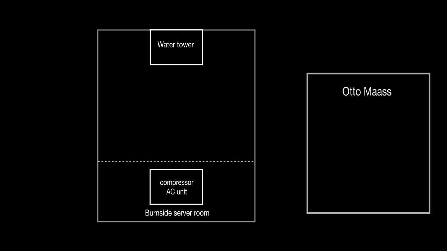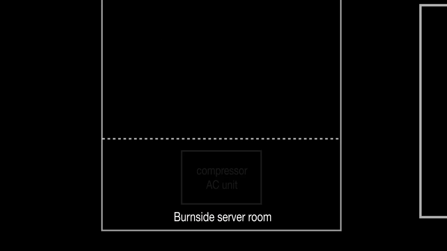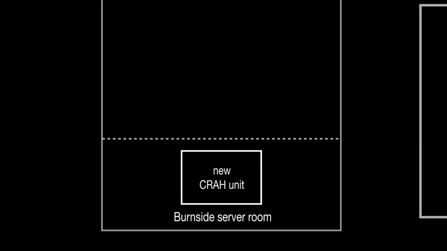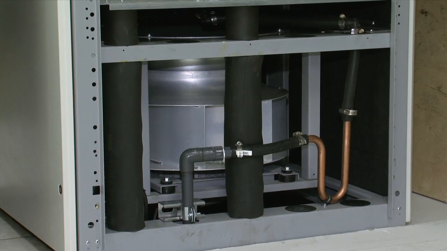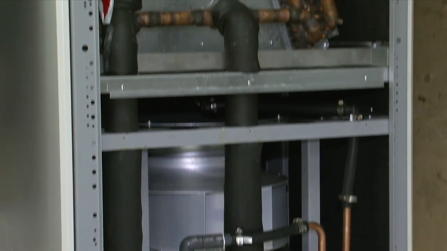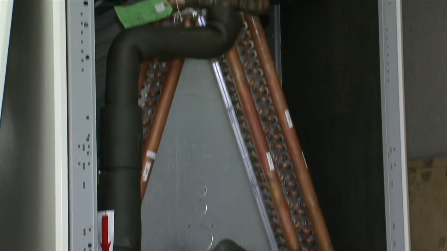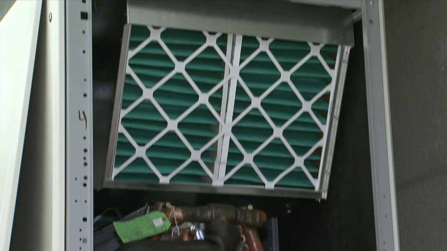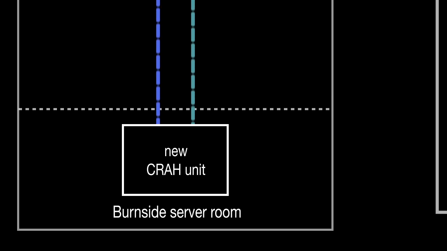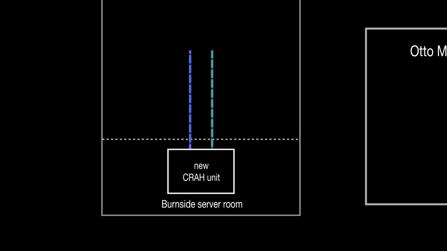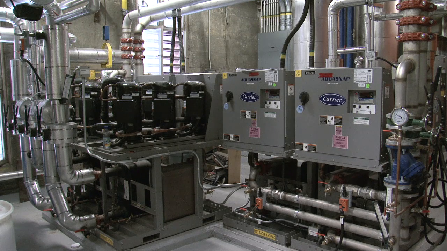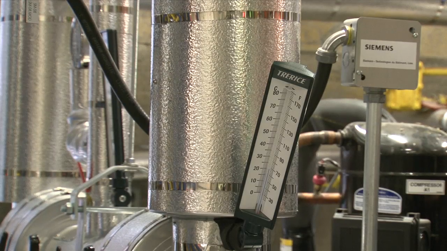Here's how it works. The compressor-based air conditioners in the server room are being replaced with computer room air handlers that have no compressors. Inside these units are high-efficiency fans that pull the warm air from the server room and blow it through cooling coils inside the unit. The coils are cooled by chilled water, water that comes from the new chiller located on the 13th floor. The chiller uses compressors to reduce the temperature of the cooling water by 15 degrees centigrade.